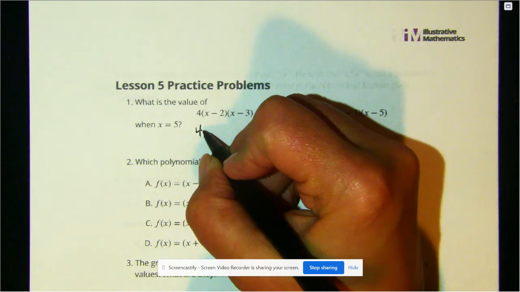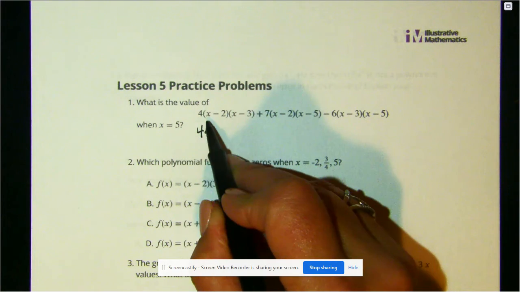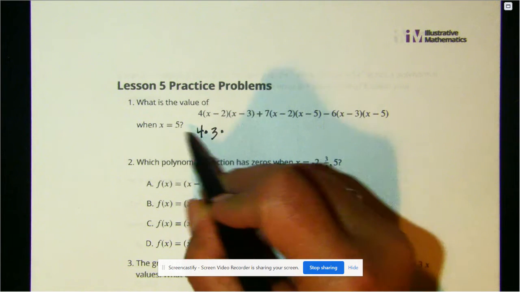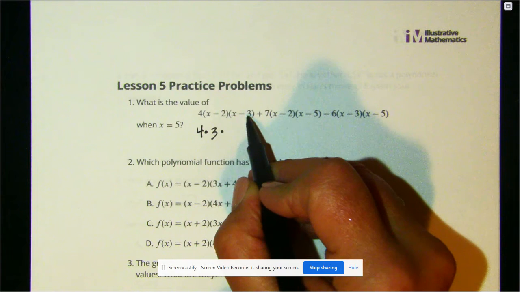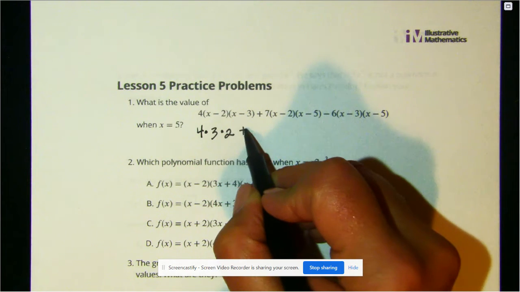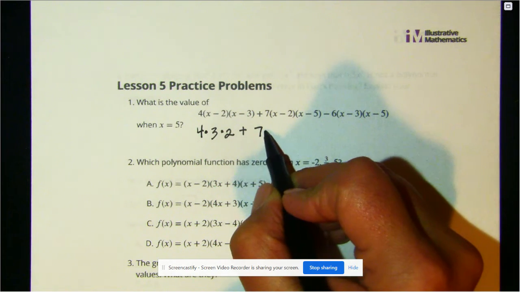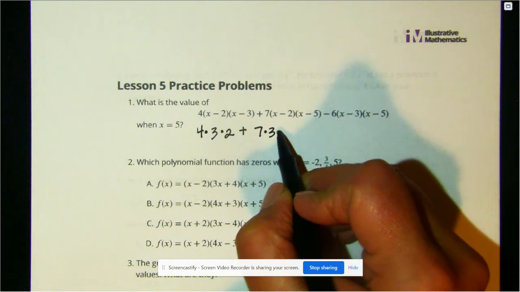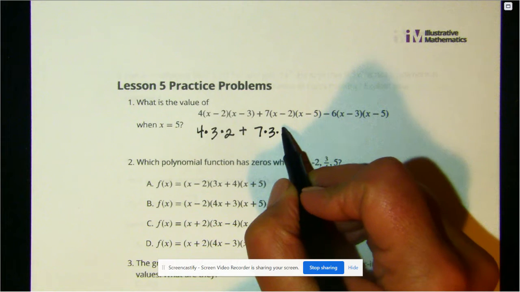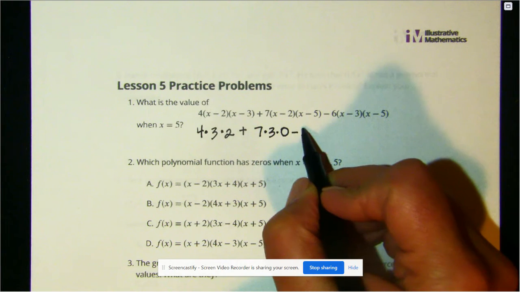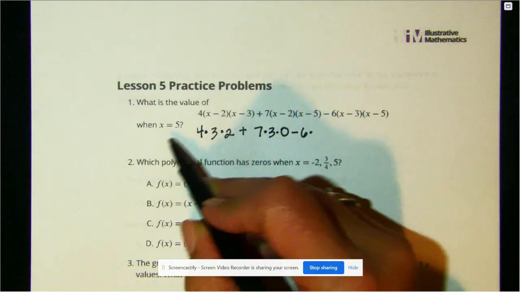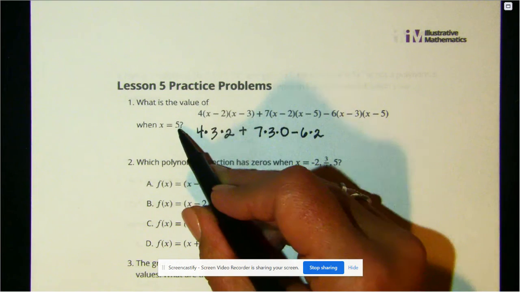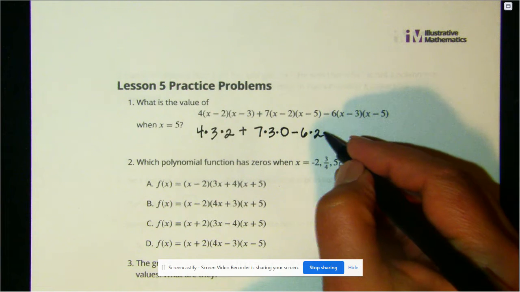So this is going to be 4 times, if I put a 5 right there, what's 5 take away 2? 3 times, if I put a 5 right there, what's 5 minus 3? 2. Plus 7 times, put a 5 right here, 5 minus 2 is 3. 5 minus 5 is 0. Minus 6 times, put a 5 right there, 5 minus 3 is 2. 5 right there. Oh my goodness, another 0.